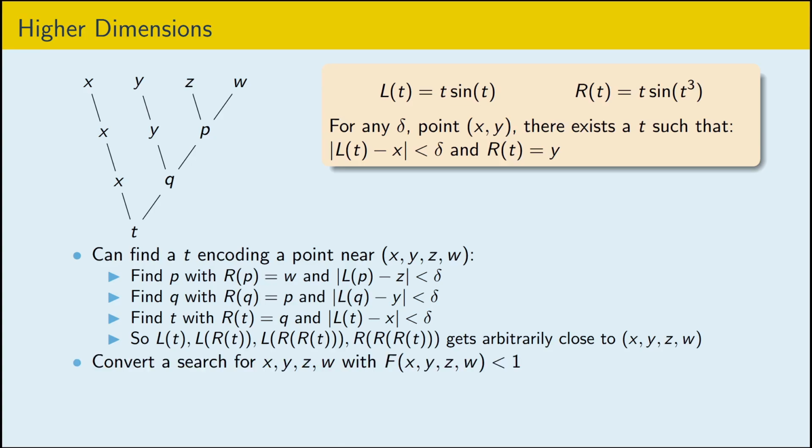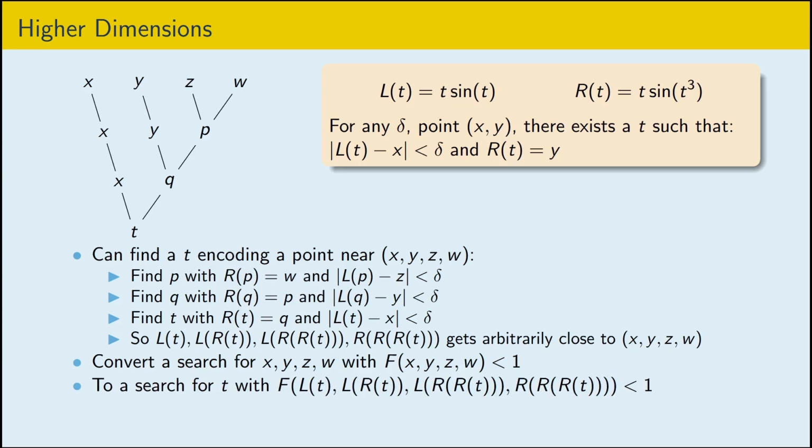We can convert a search for an x, y, z, and w with f less than 1 to a search for t with f of L of t, L of r of t, L of r of r of t, and r of r of r of t being strictly less than 1. If there's a solution to be found, even though our search doesn't cover all possible points in R4, since our search covers a dense set in R4 and our function is continuous, it will find solutions if they exist.